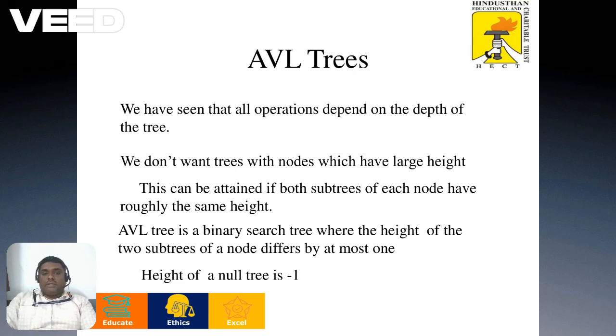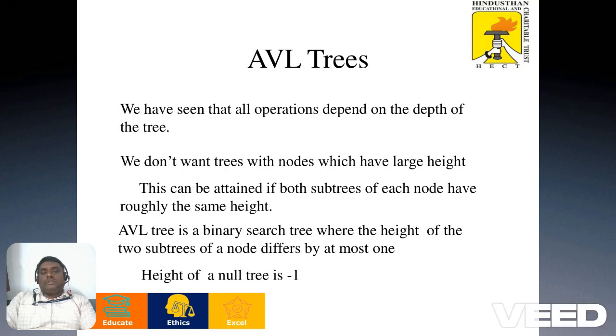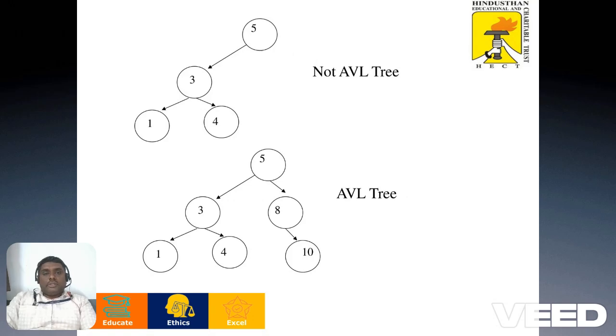An AVL tree is a binary tree where the heights of the subtrees differ by at most one. The balance of a node will be -1, 0, or +1, and balancing is performed based on the balance factor. So while checking, the first one is not an AVL tree, because the height is not balanced.